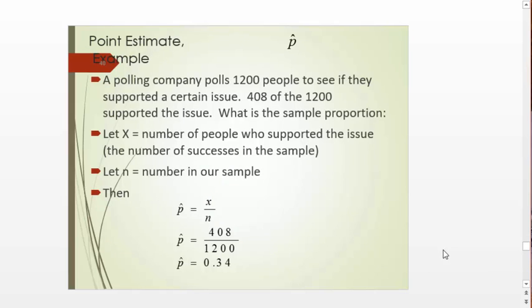So if we just looked at an example of a proportion problem, a polling company polls 1,200 people to see if they supported a certain issue. We know that 408 of them did support it. Then X is the number of people who supported the issue. That's that binomial random variable. But we divide that by our sample size, and now we have our sample proportion, and we can determine what that is.